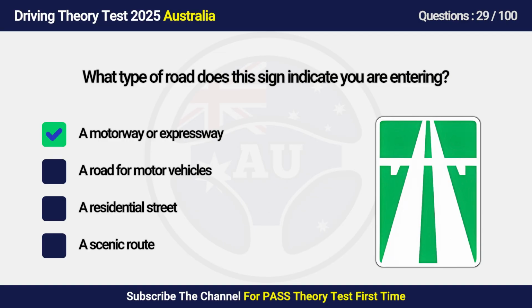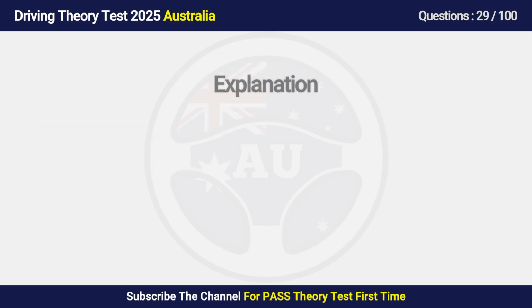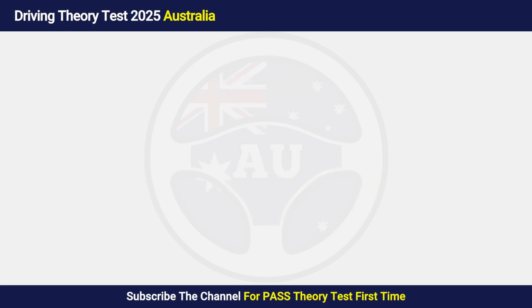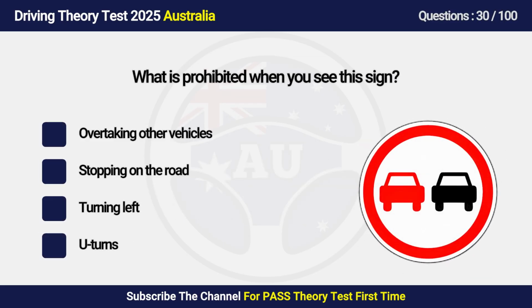Answer is A. A motorway or expressway. This information sign indicates the beginning of a motorway or expressway. These roads typically have higher speed limits and restrictions on certain types of vehicles. Question 30. What is prohibited when you see this sign?